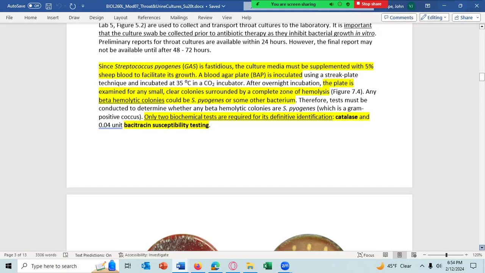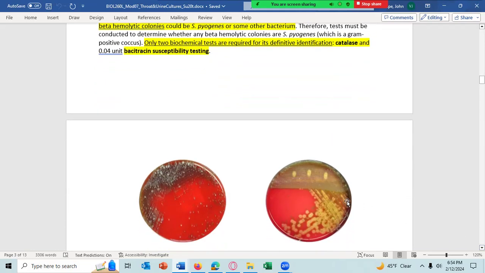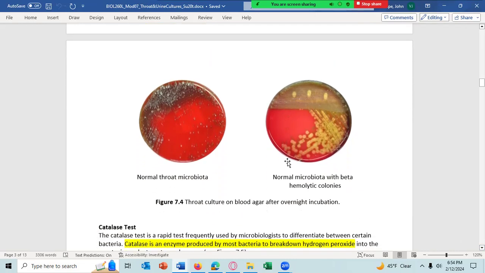There are only 2 tests that are required to prove that it is Streptococcus pyogenes. We run the catalase test and the bacitracin susceptibility test. So here we have a blood agar, and that is not Streptococcus pyogenes. It's not showing beta hemolysis. That's actually alpha hemolysis because it's darkening. This plate here shows beta hemolysis.